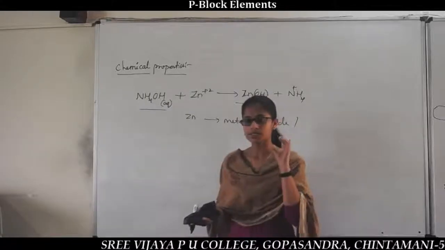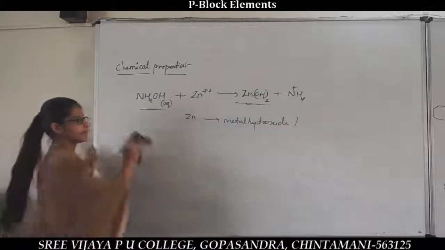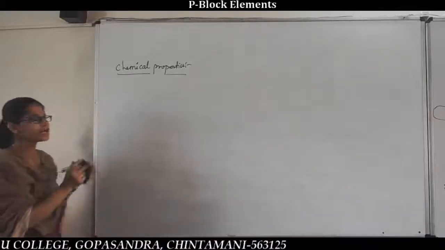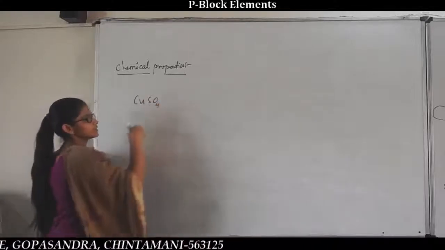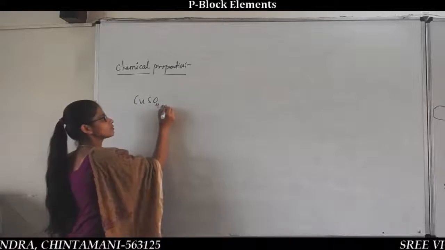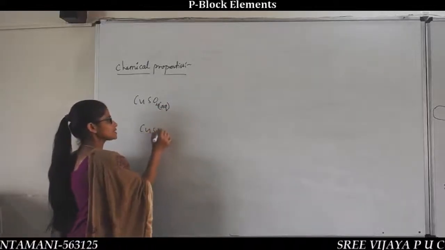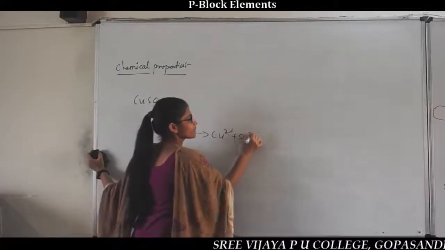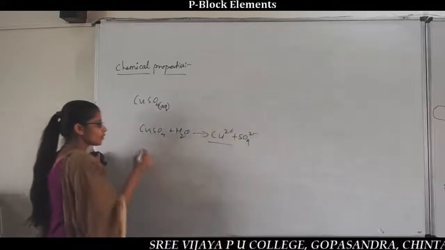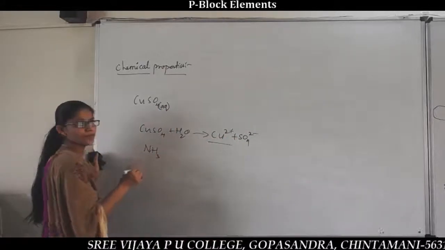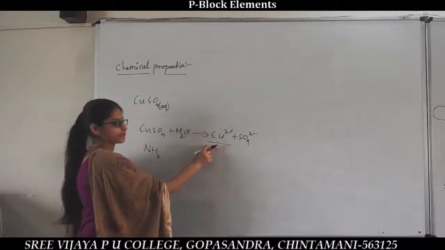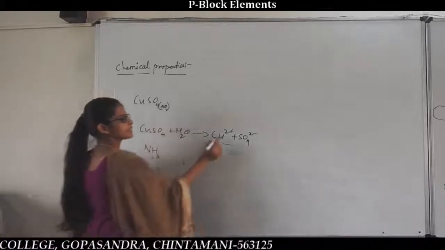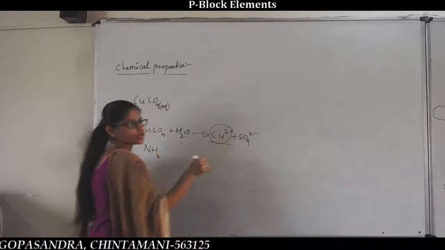Same thing here, we take copper sulfate. The copper sulfate dissolves in water, CuSO4. The aqueous solution of copper sulfate gives Cu2+ and SO4 2- ions. This is called the copper ions. Now we use ammonia. This ammonia reacts with copper ions to form a complex. So this is the copper ion present in the solution.